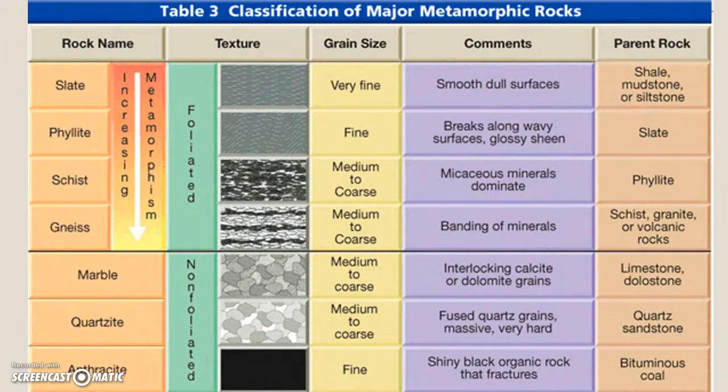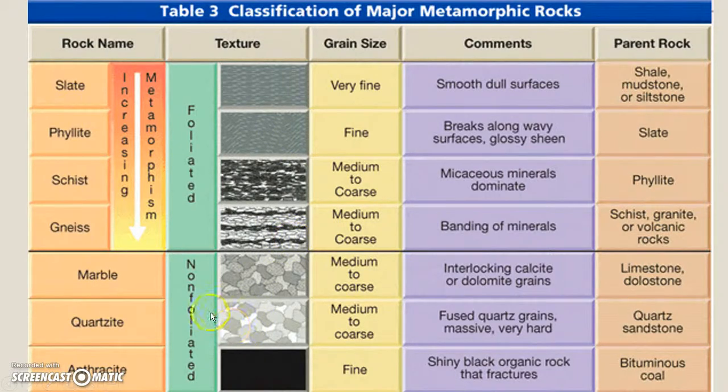So looking at our image here, and this comes from your textbook again, we have our classification. We have foliated and we have non-foliated. Foliated's up here at the top, non-foliated's here at the bottom. And of course we still have a difference in grain size, and that's what's going to determine the type of rock it is. So gneiss is medium to coarse, so you can clearly see those different bands. Whereas in something such as slate, it's very fine, but it still has bands. It's just harder to see those bands.